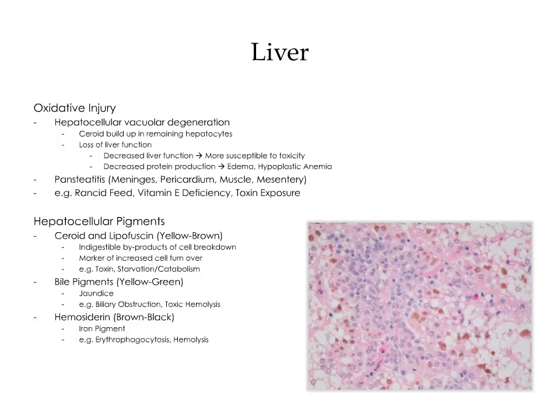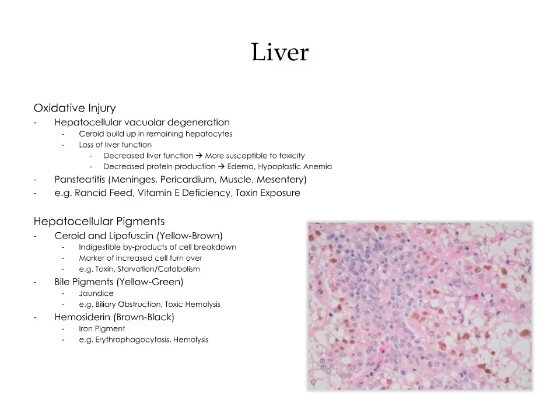Other manifestations of oxidative injury include pansteatitis, which affects the adipose tissue of the meninges, the pericardium, the muscle, and the mesentery. With pansteatitis, there's widespread lipid peroxidation, resulting in the production of excess free radicals. This creates a chain reaction, which causes even more peroxidation, while also causing injury to any tissue adjacent to the affected adipose. Causes of oxidative injury include rancid feed, vitamin E deficiency, and toxin exposure.